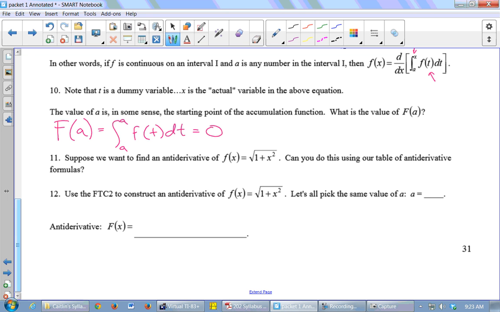So let's all pick the same value of a. What do you want to use for a? 2? Okay. So my antiderivative of this function f would be an integral from 2 to x of this function, radical 1 plus x squared. But I already used x to mean something here, so I'm just going to switch the variable name of this function to t. So this would be radical 1 plus t squared dt. There's my antiderivative.